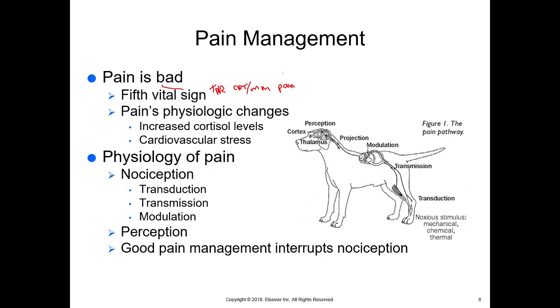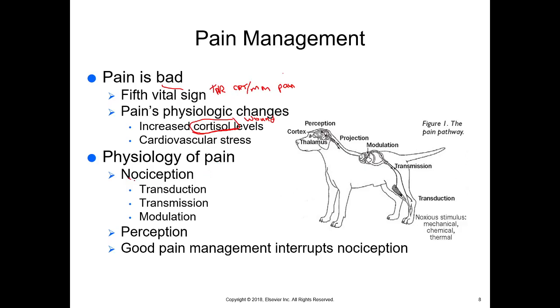When we have pain in the body, we have increased cortisol levels. This is a stress hormone. We also have increased cardiovascular stress. If you look at our wound lecture, we know that cortisol levels delay healing. So what does pain do? It delays healing. So how does pain work?